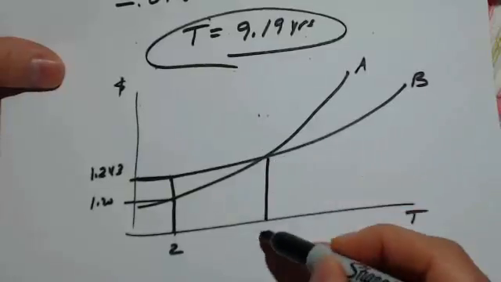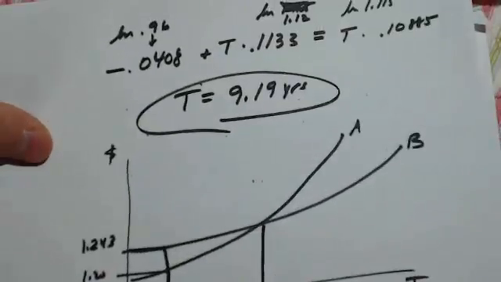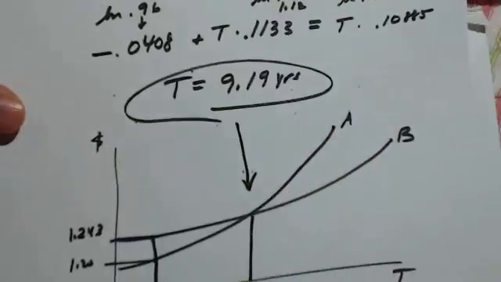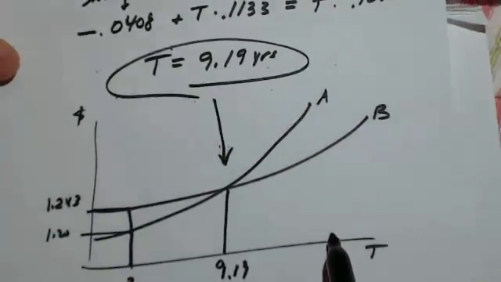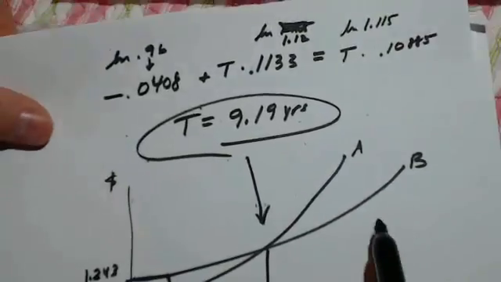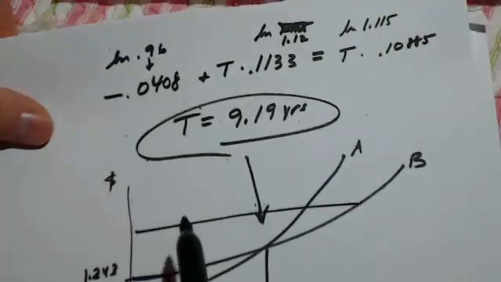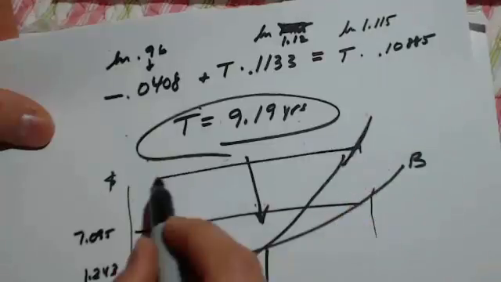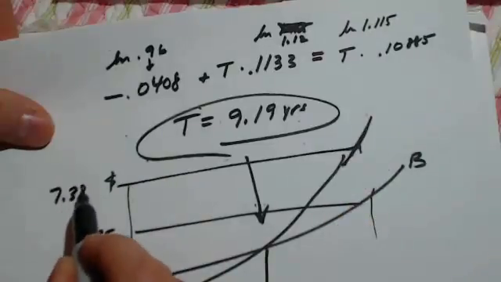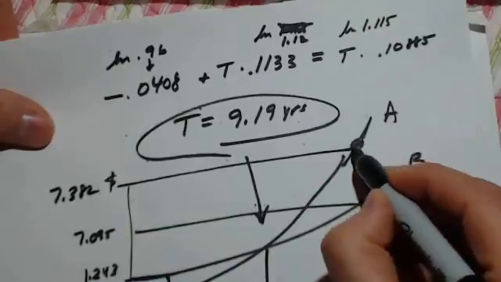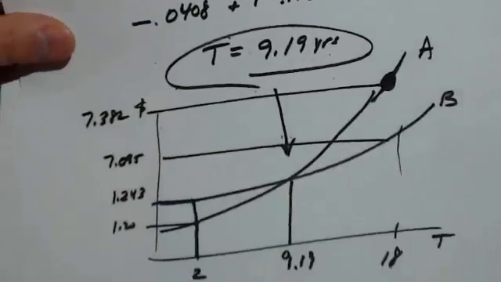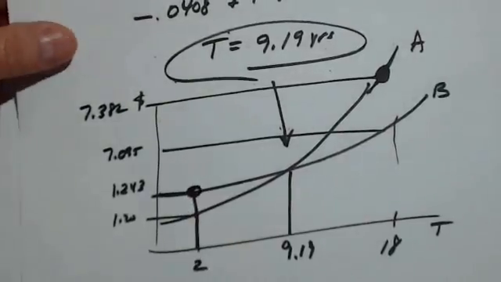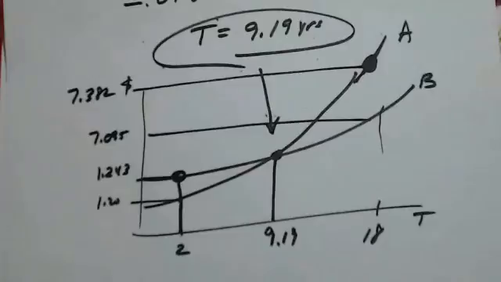Then at the 9-year mark, which is 9.19 years, we're indifferent. Okay, and then at 18 years, B comes out to be worth 7.095, and A comes out to be, I didn't draw it very well, but A comes out to be 7.382. So A is the winner for an 18-year horizon, but B is the winner on the 2-year horizon. You're indifferent at a little over 9 years, and that's how you would draw that graphically.